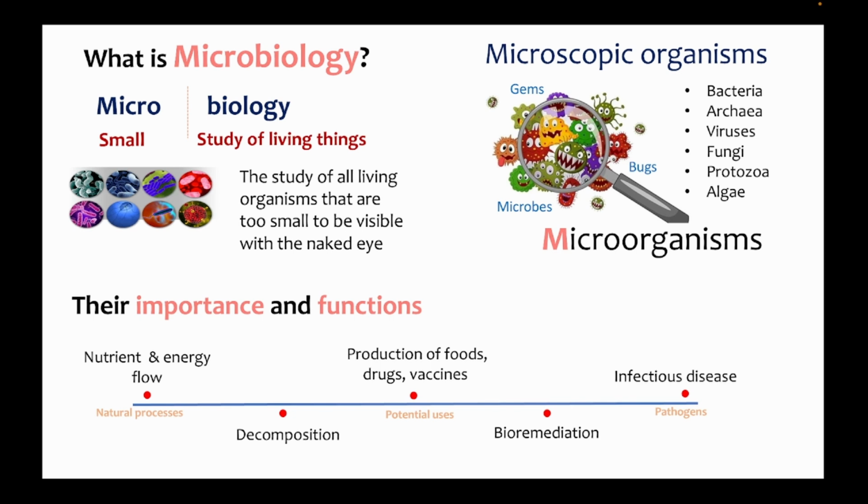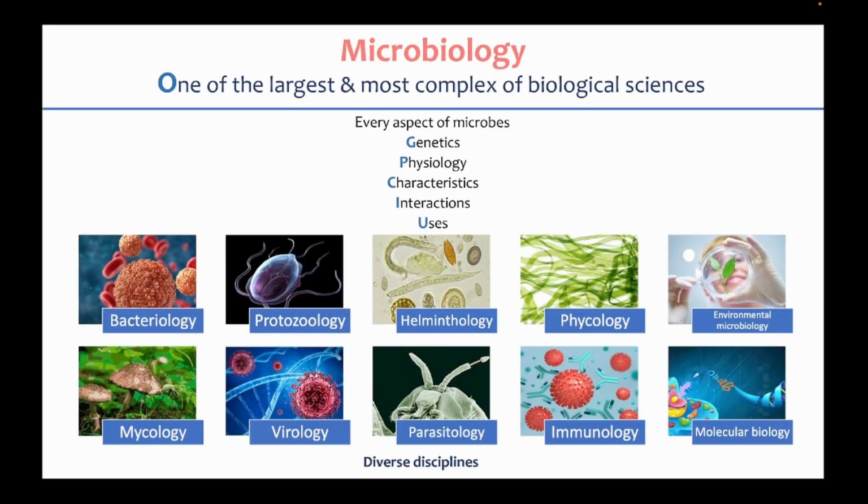Microbiology is one of the largest, most complex of the biological sciences because there are so many things you can study. You can study bacteria, protozoa, helminths. Helminths are like worms. Phycology is algae, phytoplankton. Mycology is fungus. Virus, virology, parasitology, immunology, and molecular biology. And environmental microbiology. So such a diverse field.